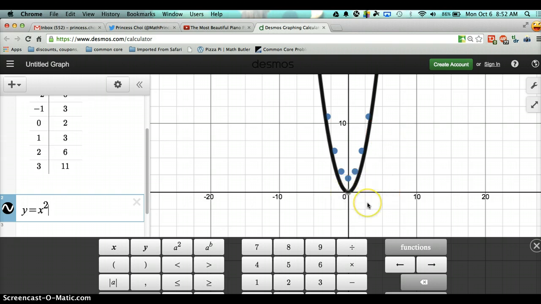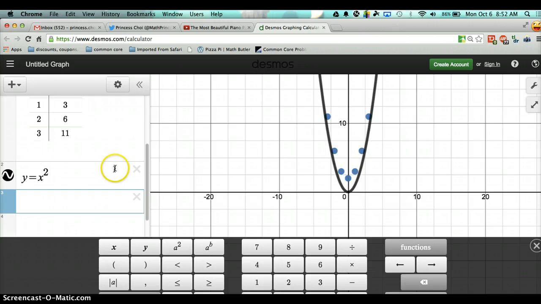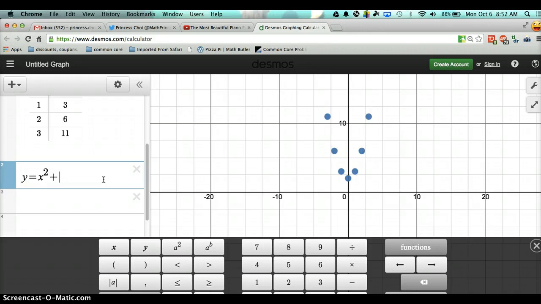Like using the original graph, how many do you think it went up or down or sideways? Did the graph go up, down, or sideways, guys? Up. Yes. How many do you think it went up by? 5. By 5? Let's try 5. So I'm going to put plus 5. Oh, that was too high.